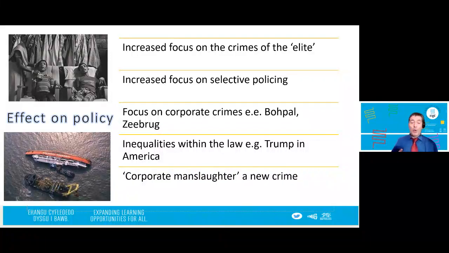And a new crime is now important for every institution, which was brought in 2008, which is corporate manslaughter, because there was a feeling there were too many companies getting away with negligent practices, and this may have been influenced by the focus given by Marxism on the power that the elite have.